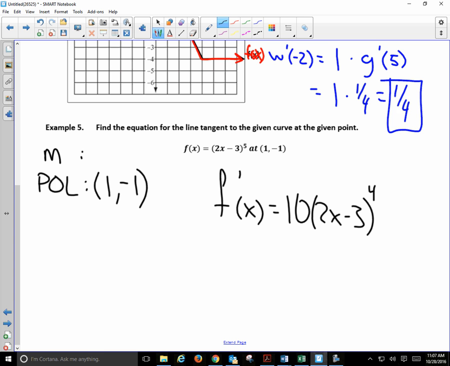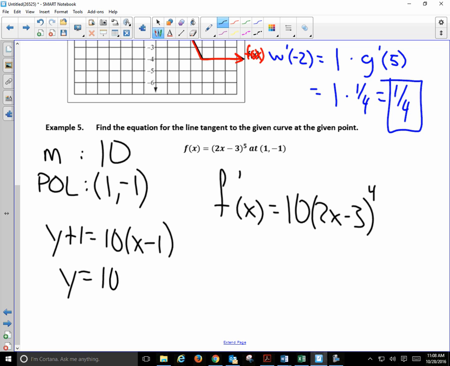So what do I plug in? 2 times 1 is 2, minus 3 is -1, to the 4th is 1, times 10 is 10. So y plus 1 is equal to 10 times x minus 1, or y is equal to 10x, minus 10 and subtract 1, so minus 11. That's the equation for line tangent at that point.